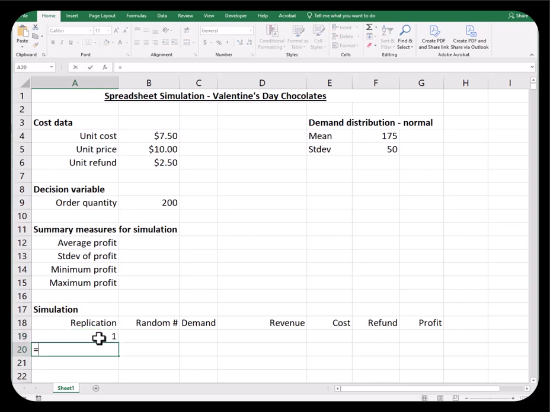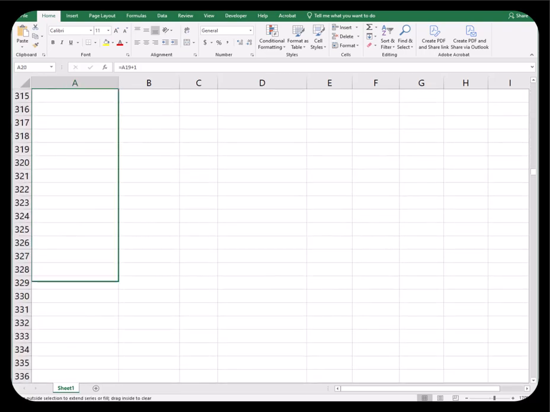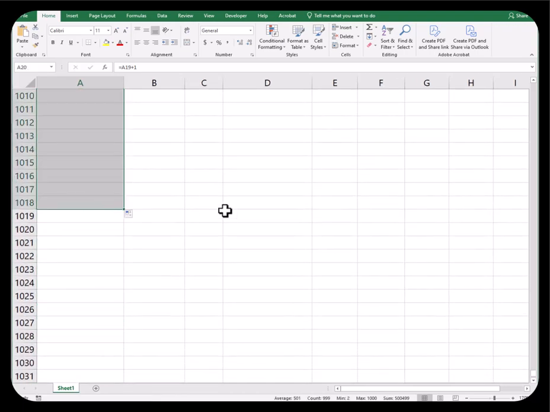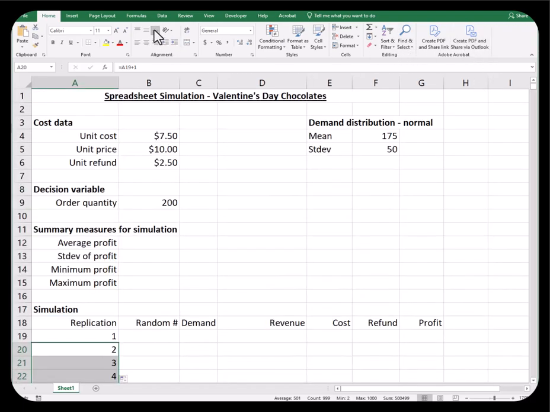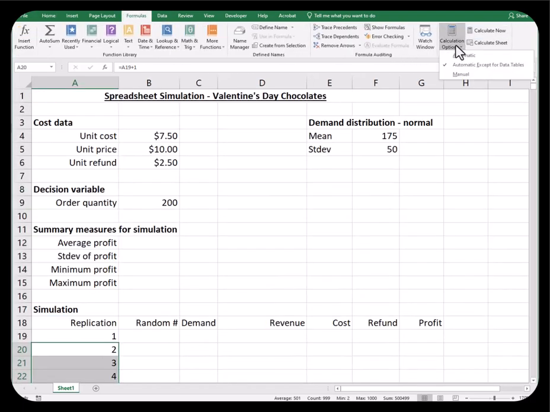So we have one replication, and we'll go plus 1 all the way down to 1,000. So there'll be 1,018 will give us 1,000 replications. Now, in terms of cell calculation, you can set your calculation options to automatic or to manual. If you want to control when the cells are calculated, which is sometimes what we'd like to do with spreadsheet simulation models, set it to manual, and you can then decide when you want the cells to recalculate.